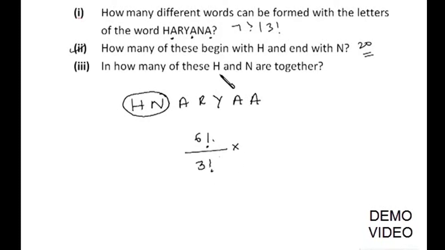Then we want H and N together, right? So H and N can be rearranged among themselves in 2 factorial ways. Do not forget this 2 factorial, otherwise your answer will be wrong, right? So 1, 2, 3, 4, 5, 6, 6 factorial ways are there, and we divided by the repetition, that is 3 factorial. Then H and N can be mutually arranged in 2 factorial ways. So in all, this is the answer. So 720 by 6 into 2, right? So your answer will be 240, right?